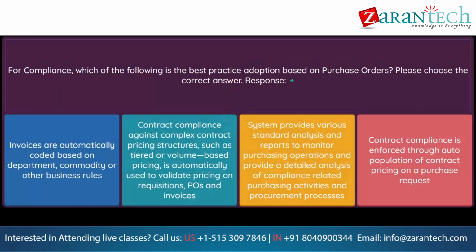Question: for compliance, which of the following is the best practice adoption based on purchase orders? Please choose the correct answer. Response: Option 1, invoices are automatically coded based on department, commodity or other business rules. Option 2, contract compliance against complex contract pricing structures, such as tiered or volume-based pricing, is automatically used to validate pricing on requisitions, POs, and invoices.